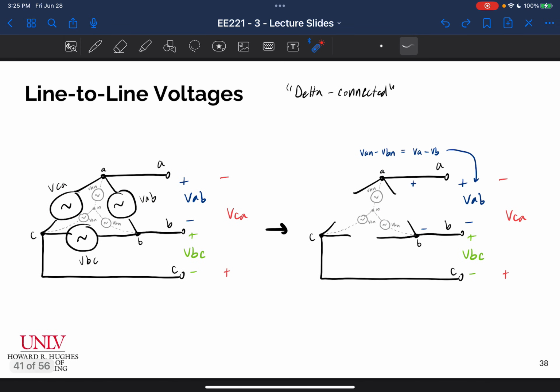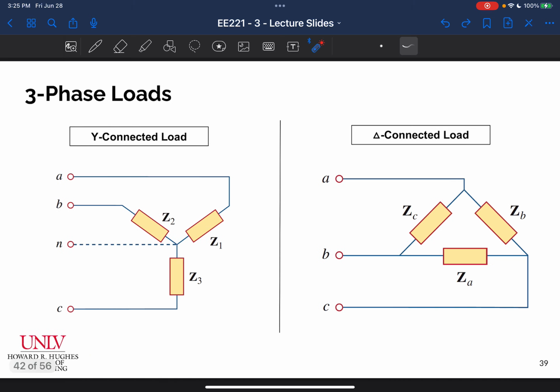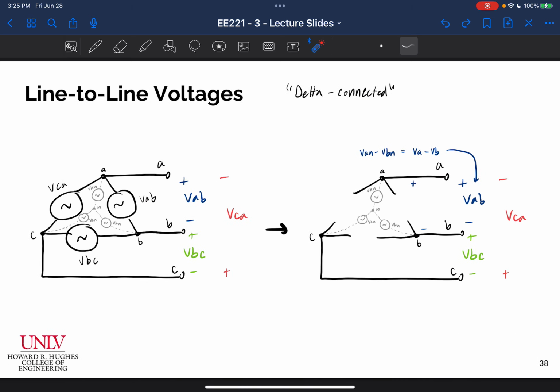So without me blabbering any more about this, let's go ahead and end this video. In the next video, we're going to start talking about three-phase loads. We'll look at some three-phase loads, and then hopefully pretty soon we'll be doing some example problems. So I'm going to end this video right here.